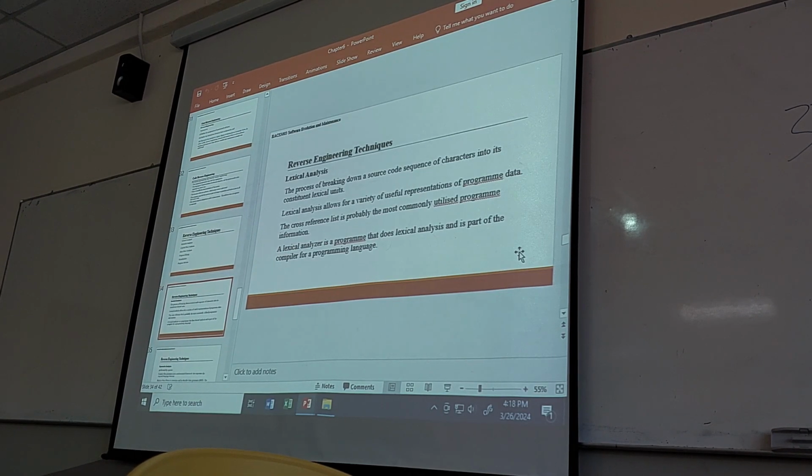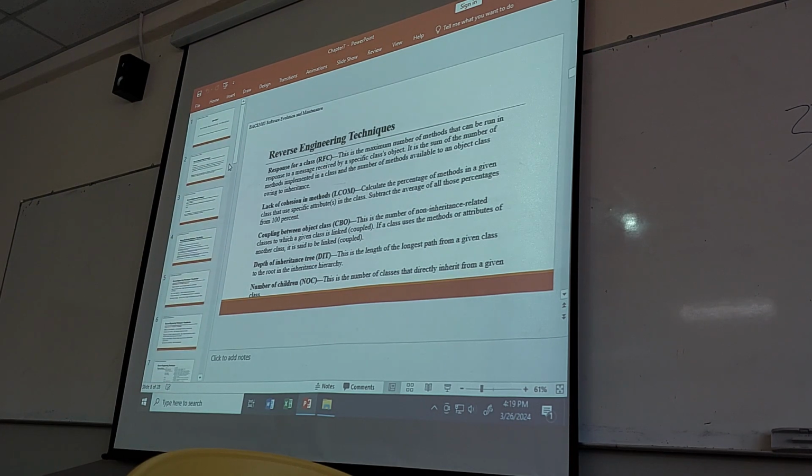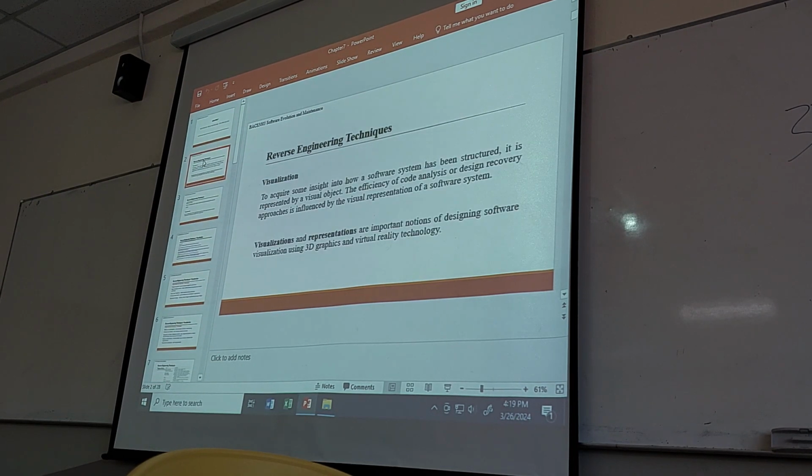And for the next chapter 7, we continue from chapter 6. Chapter 7 is regarding reverse engineering. So in this chapter it introduces several techniques. First of them is the visualization and representation. Please don't be misled by this word.